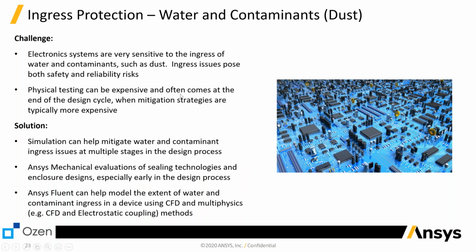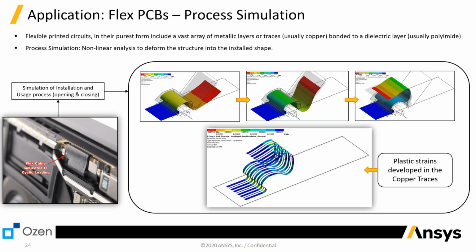And then we can also model water and contaminants like dust gathering and how it affects the solutions. For these, we can use ANSYS Fluent solutions, and we can also use ANSYS Mechanical solutions to look into dust contamination. And with flexible PCBs being used a lot these days, you want to be able to do the process simulation.